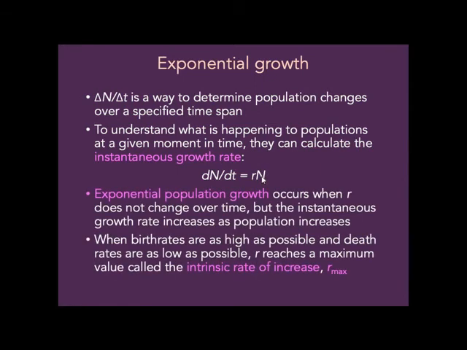All right, so when r does not change over time, but the instantaneous growth rate increases as the population increases, you have exponential population growth. So when the birth rates are as high as possible and the death rates are as low as possible, you're going to get a maximum level of r. And when you hit your maximum r, that is called the intrinsic rate of increase, or r max. Okay?